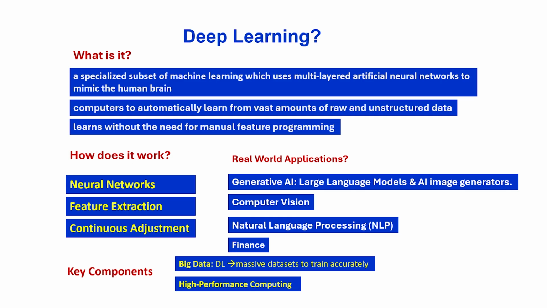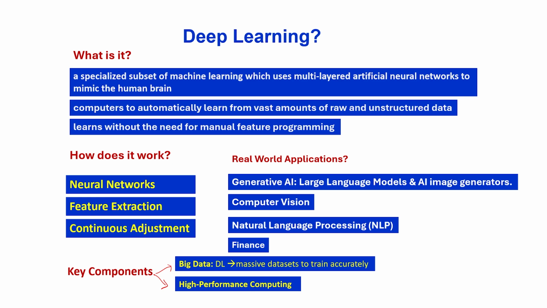What are the real-life applications? I have already given you some of these in the first part of my lecture. The best examples are generative AI, that is large language models or AI image generators, computer vision, natural language processing, finance, stock markets. What are the key components? Obviously, it requires big data, massive data sets to train the model accurately. Similarly, when you use massive data sets, you need high computational power or high performance computing, called HPC. These are the key components of any deep learning.